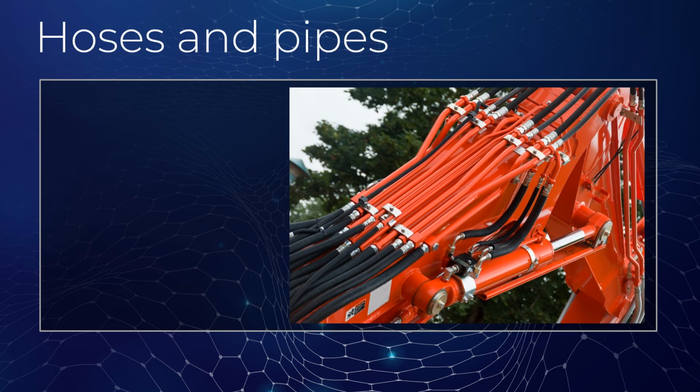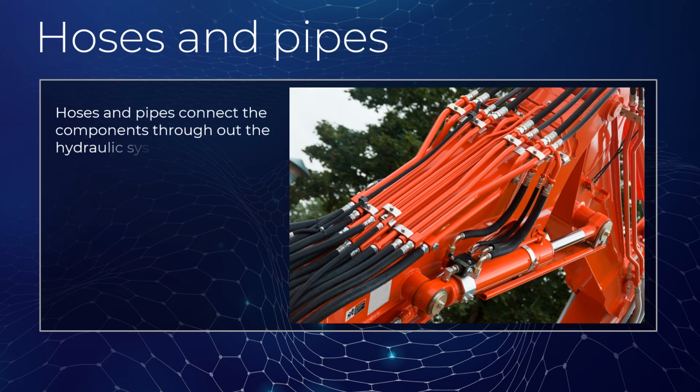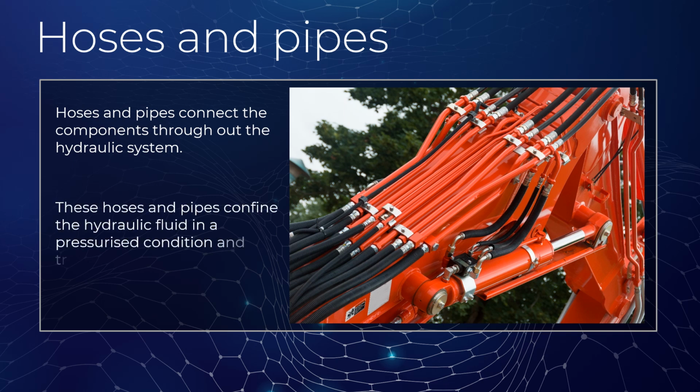Hoses and pipes. Hoses and pipes connect the components throughout the hydraulic system. These hoses and pipes confine the hydraulic fluid in a pressurized condition and transmit power from one location to another.